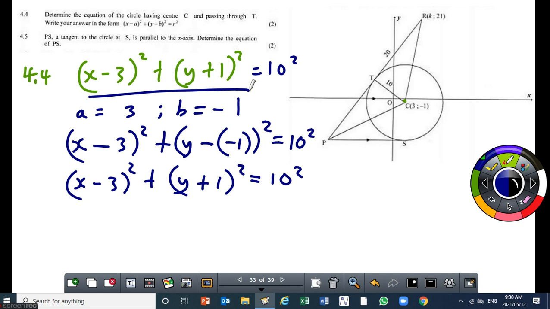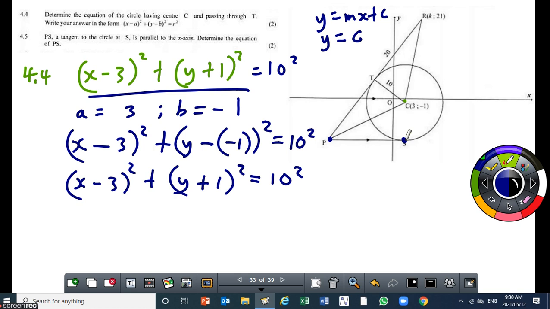Determine the equation of PS. So we're going to determine the equation of PS. Now, to find the equation of PS, we obviously have a gradient which is 0. Remember the general equation of a straight line is y equals mx plus c. If the gradient is 0, the equation becomes y equals what? To c. So we need to know what is the value of y here.